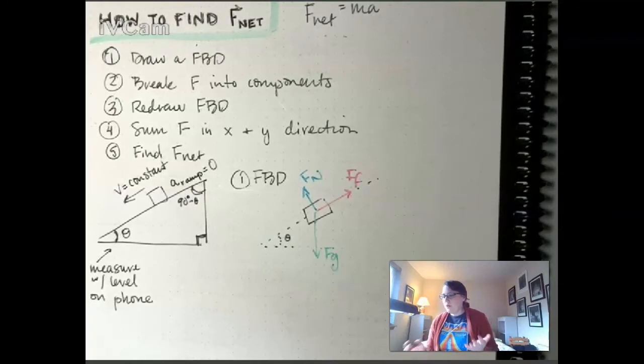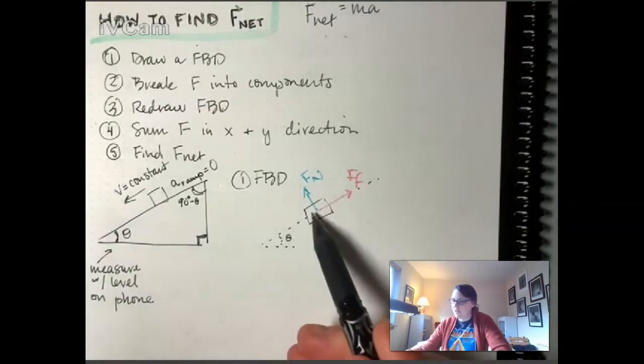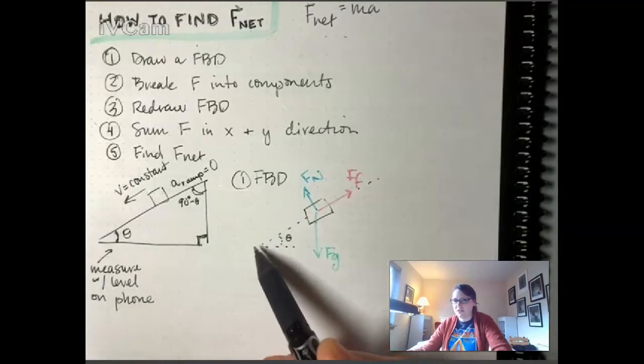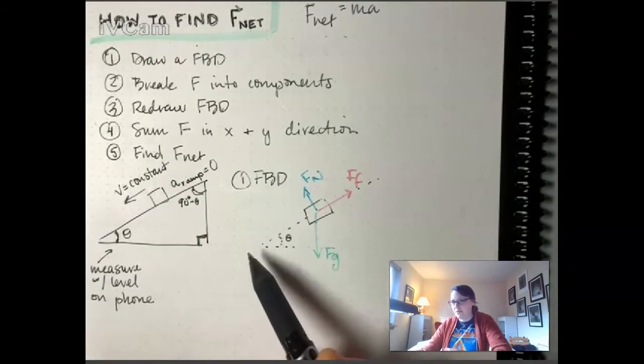So a couple things I want to ask you before we do that. First, what's making this object move downhill? Your gut instinct is to say it's the force of gravity. And you're right. But it's really hard to see that in this situation, right? This object is moving in this direction. The force of gravity doesn't appear to be acting in that direction.